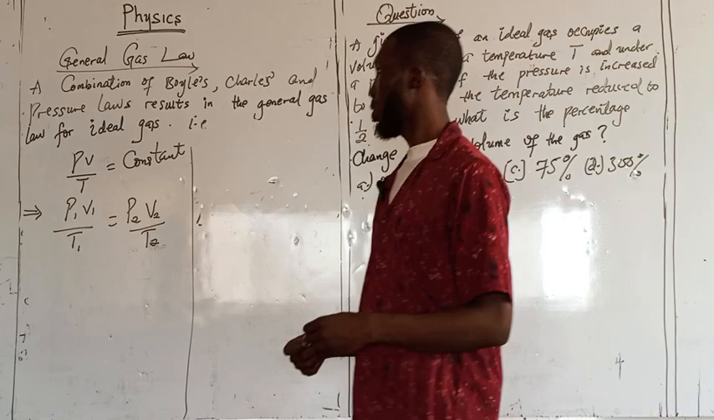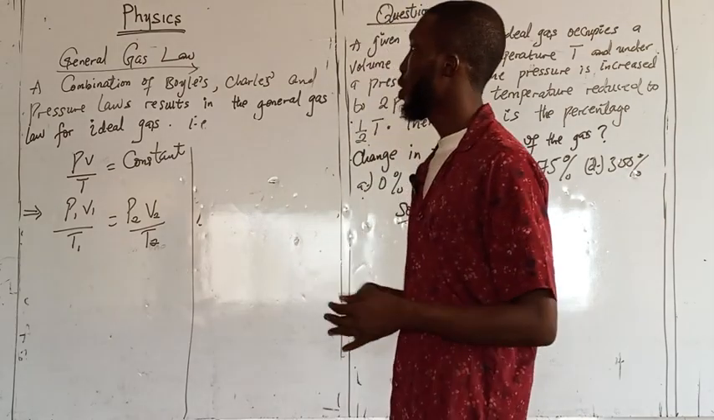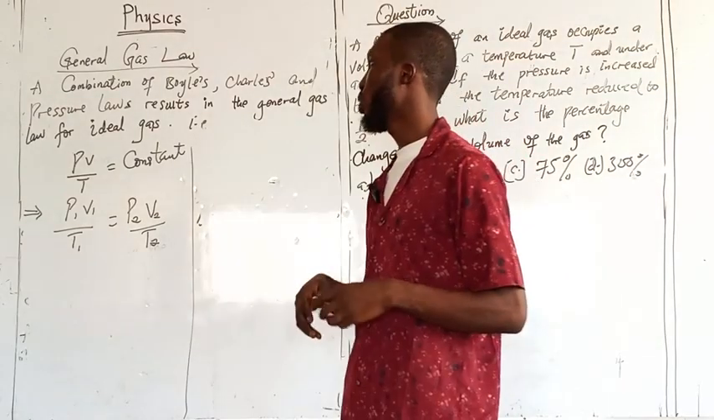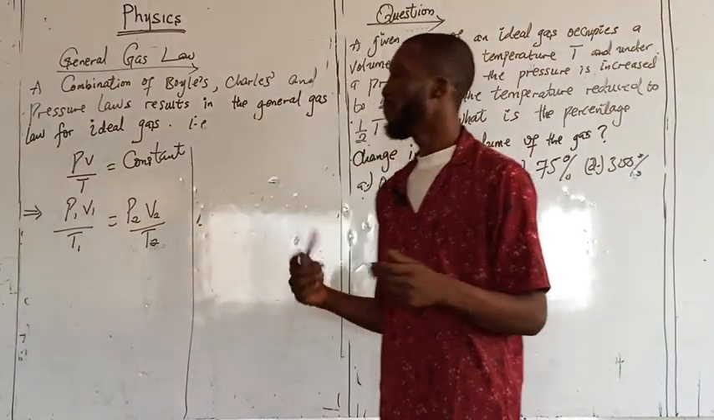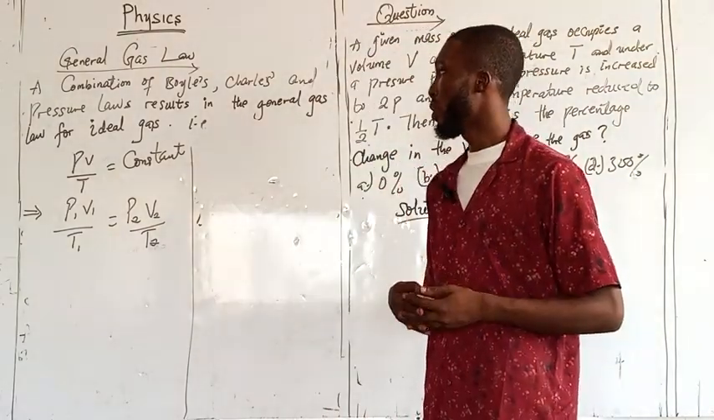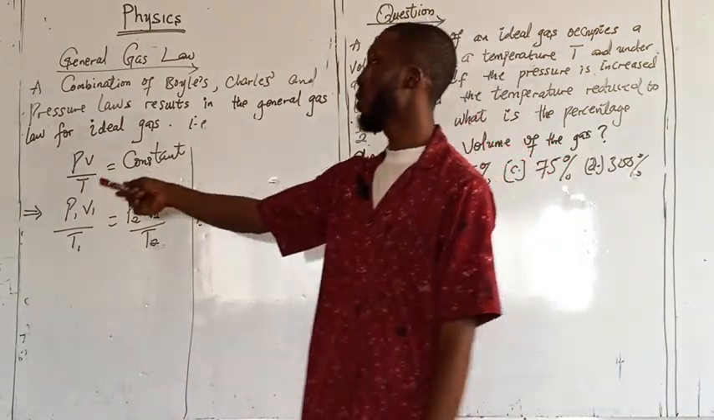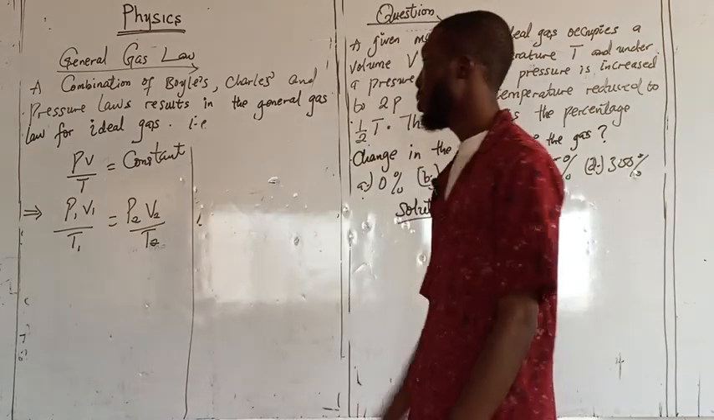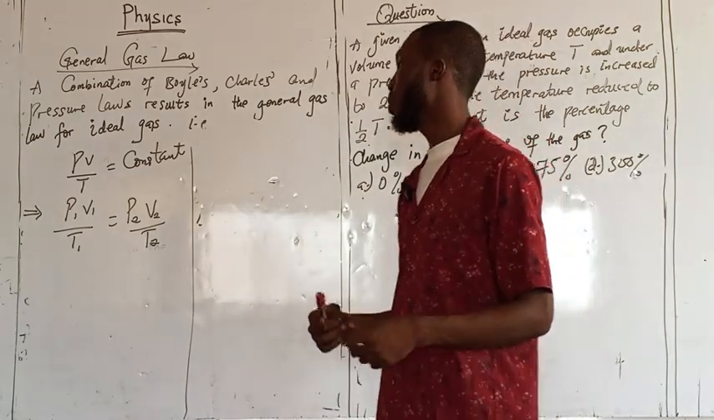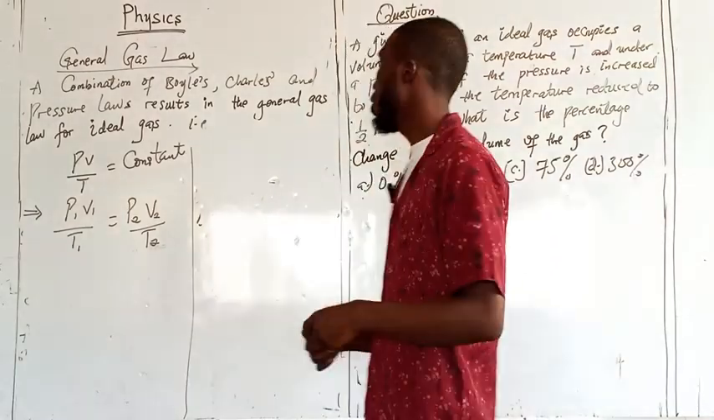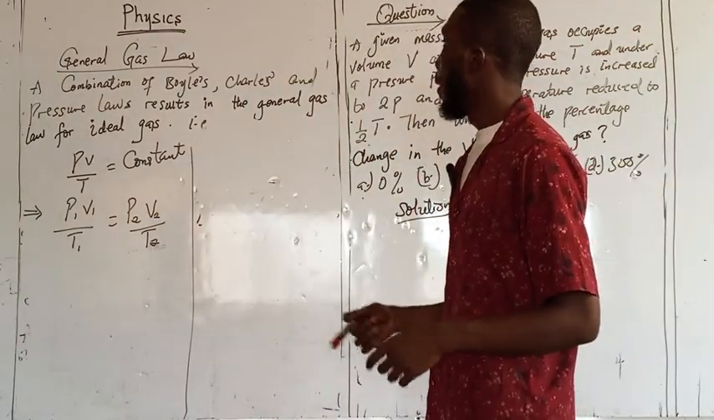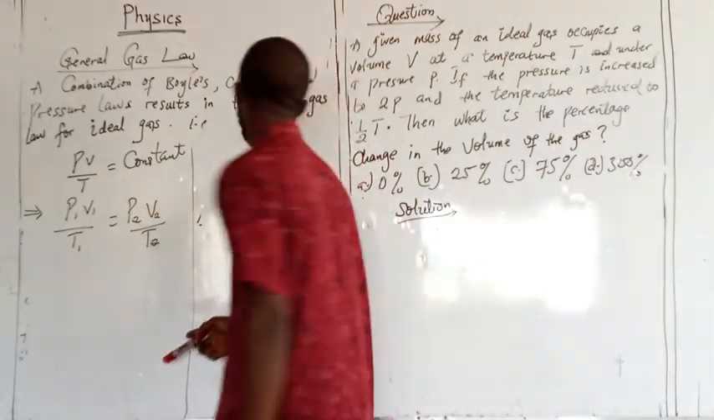We will be taking a look at the general gas law. This one is the combination of Boyle's law, Charles' law, and the pressure law. It comes as a result of the fact that the three laws can be harmonized to give us PV over T equal to a constant. As such, P1V1 over T1 equals P2V2 over T2. So we can apply this law to some questions.